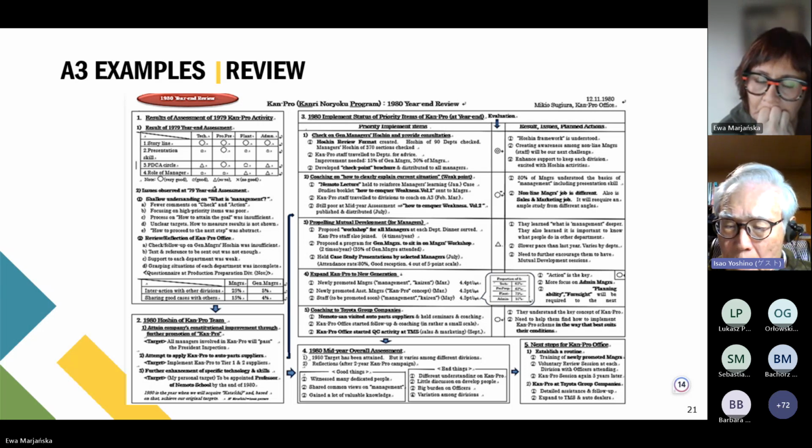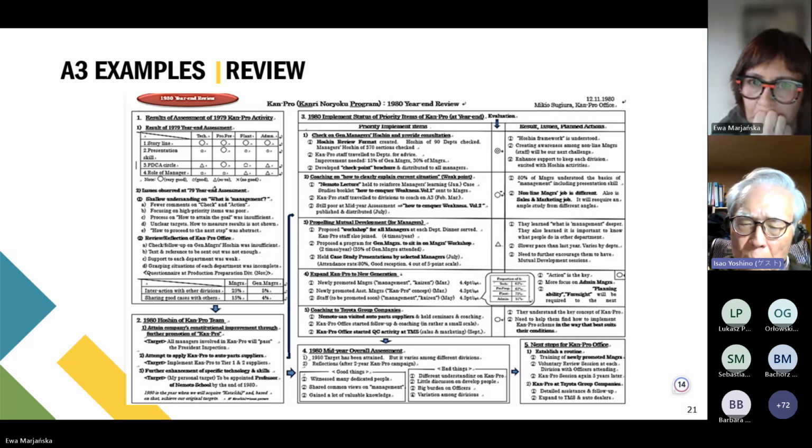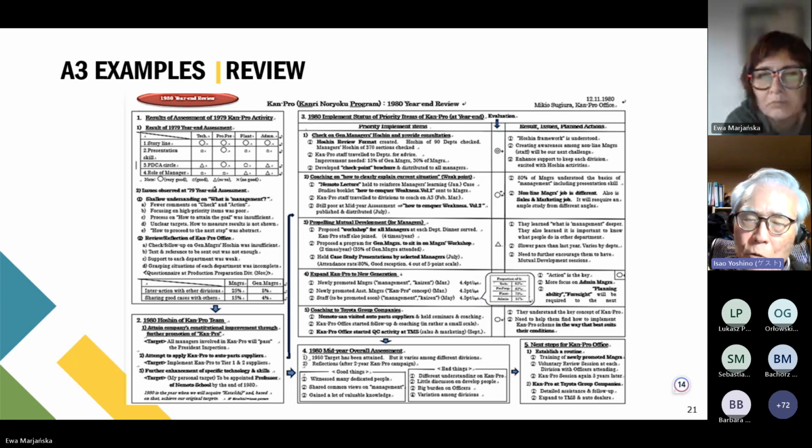This is 80. We have big activities in what we call the Kanri Nordic program, which is designed for general managers, high-rank managers. So this is a big, huge event within Toyota. The title is Come Pro. Come Pro is the shortened name. And this is my boss's document. And of course, this is busy.